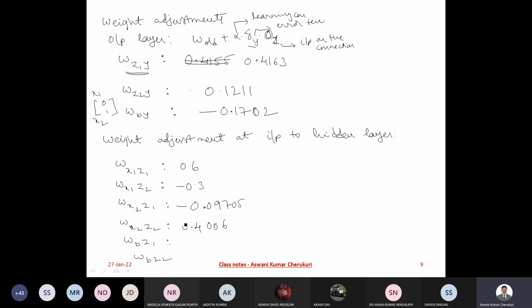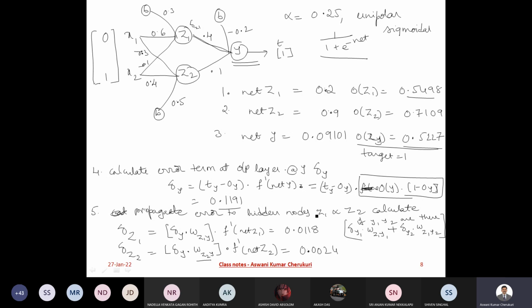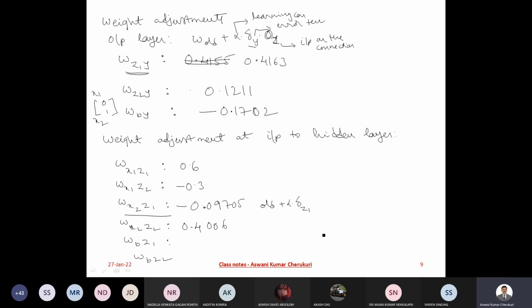See, we are talking about which connection weight? X2 Z1, right? Yes, sir. If it is X2 Z1, your old weight plus alpha, then the Z1 what we are going to see is the del Z1. What is del Z1? 0.021. No. Okay, what is del Z1? See, del Z1 is 0.0118, right? Okay. And the connection input, so that is 1.